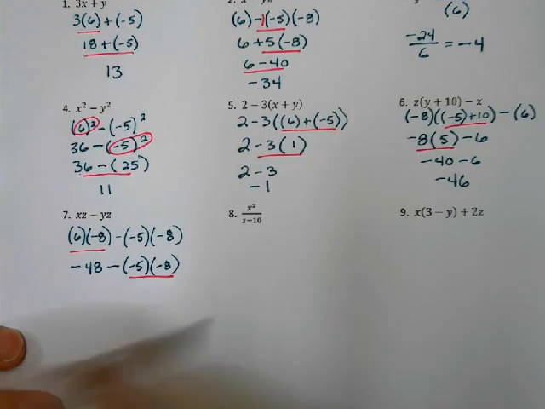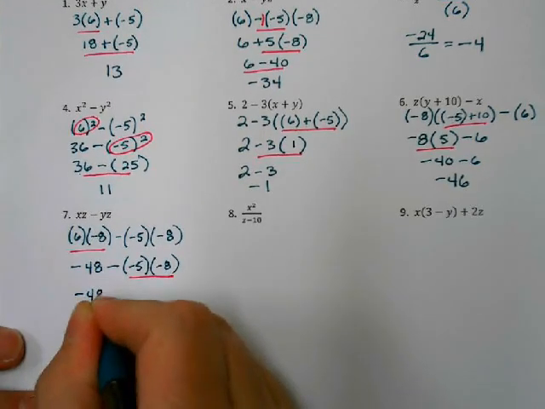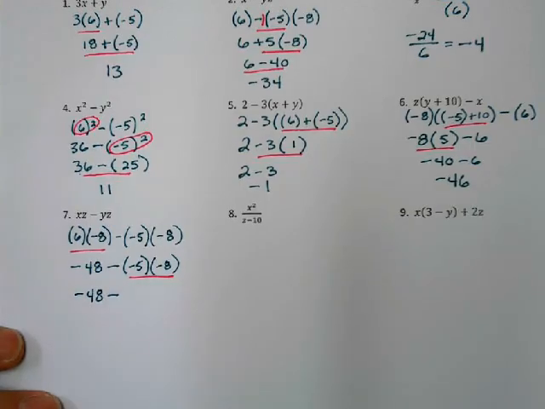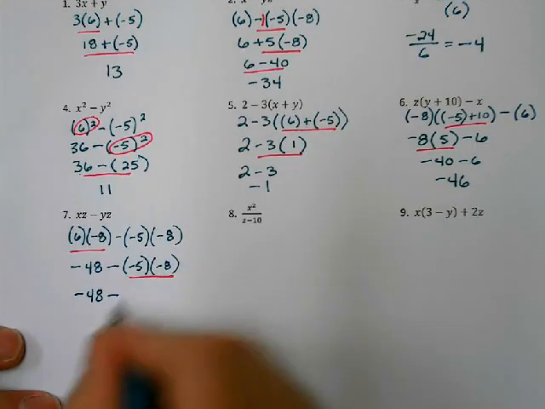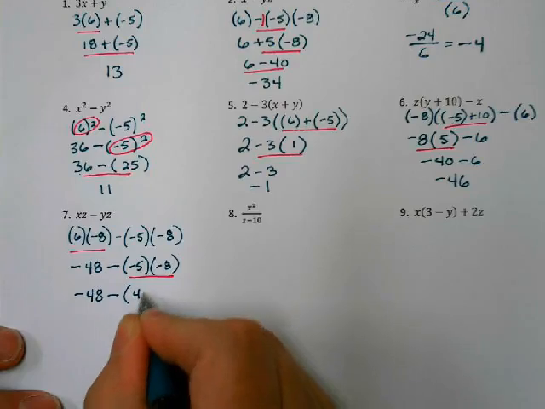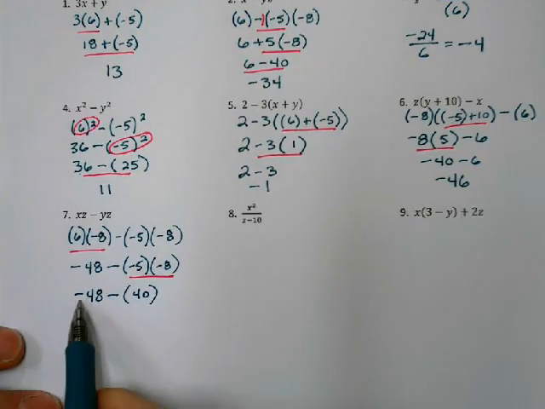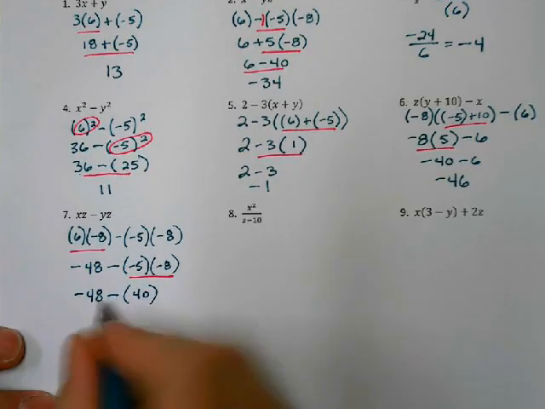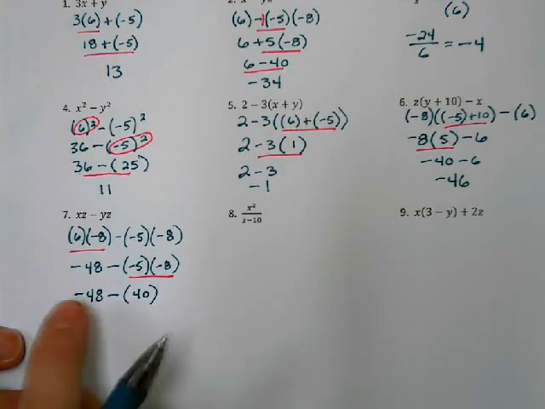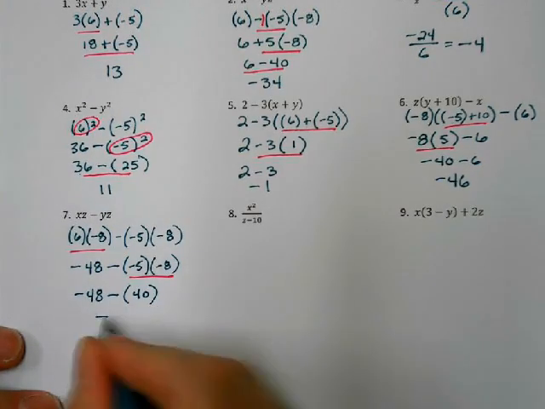So I've got negative 48. The negative was not part of that multiplication there. So this is going to be negative 5 times negative 8. That's positive 40. So what am I left with? Negative 48 minus 40. We add the two negative numbers and keep the negative sign. We get negative 88.